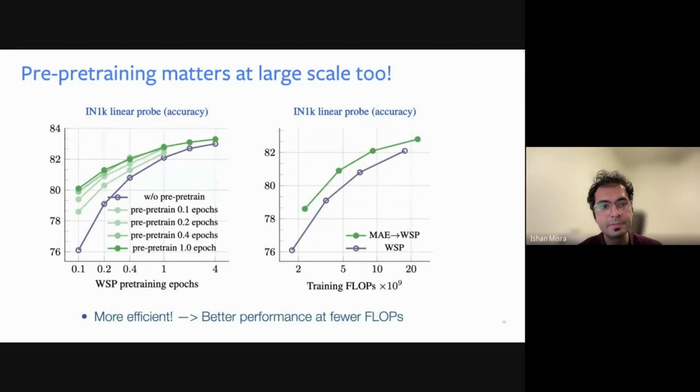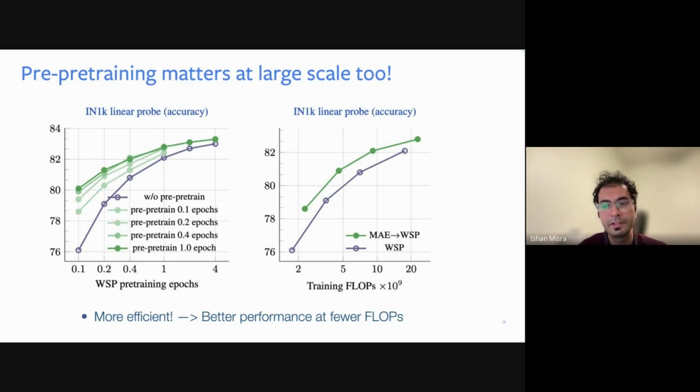And so here's where this pre-training also is quite useful. Depending on the number of pre-training epochs that you're doing for weakly supervised pre-training, just a very small amount of it, just pre-training for 0.1 epochs, actually does much better than weakly supervised training for 0.4 epochs. And so essentially at every single stage, no matter how much weakly supervised pre-training you do, adding the small amount of pre-training is very useful.